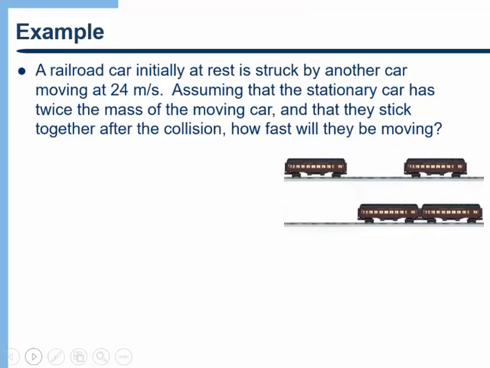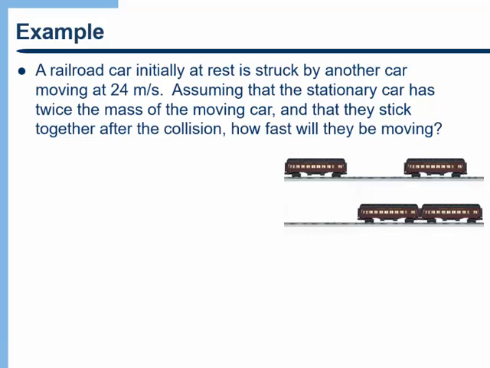Let's look at an example. A railroad car initially at rest is struck by another car moving 24 meters per second. Assuming that the stationary car has twice the mass of the moving car and that they stick together after the collision, how fast will they be moving? You may want to pause the video and solve it yourself. Try to write it out the correct way and then restart the video and see how you did.